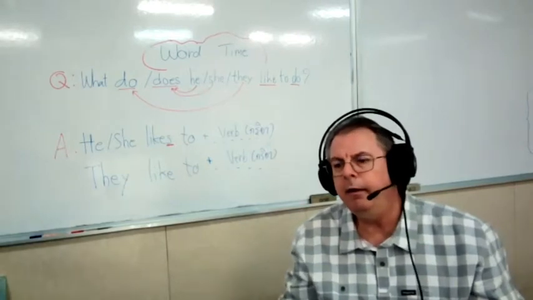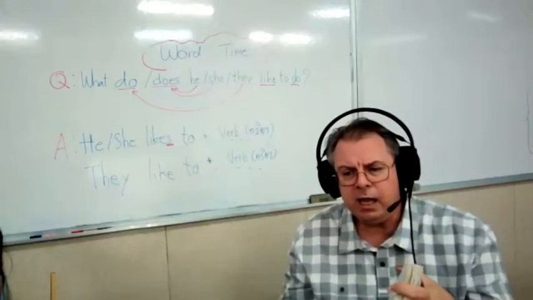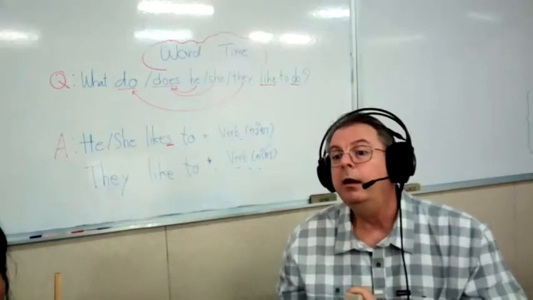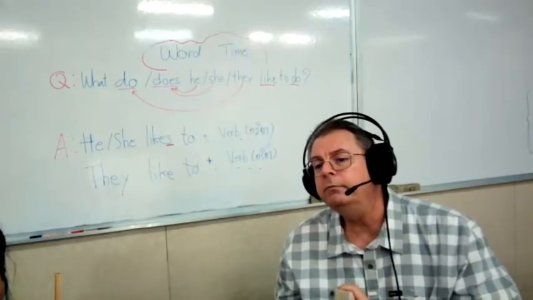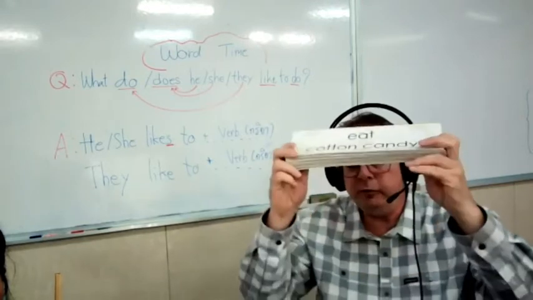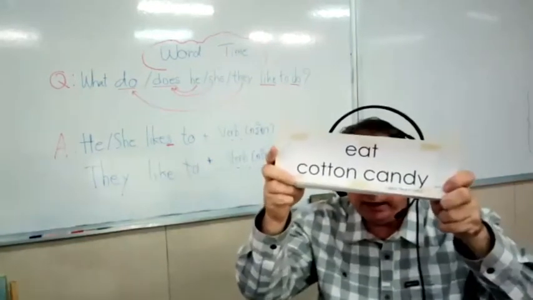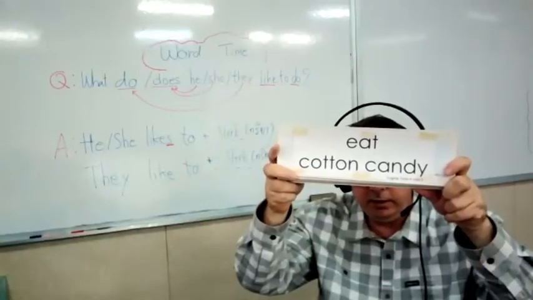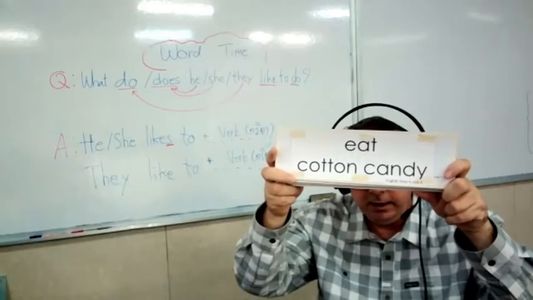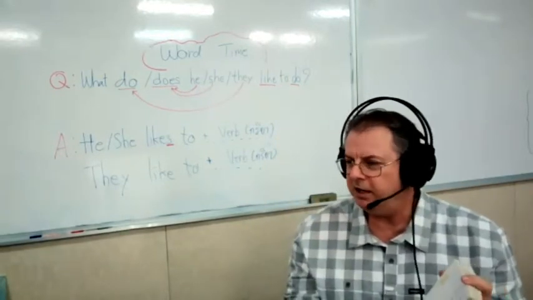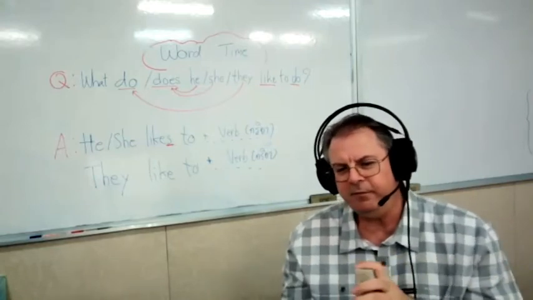That's good. Gemmy! The next person, Gemmy! We haven't heard from Gemmy today. Are you here, Gemmy? All right, this is using the verb to eat. What do you like to eat? I like to eat cotton candy. Very good. Excellent. So clear, yeah.